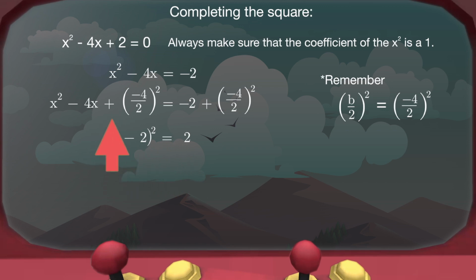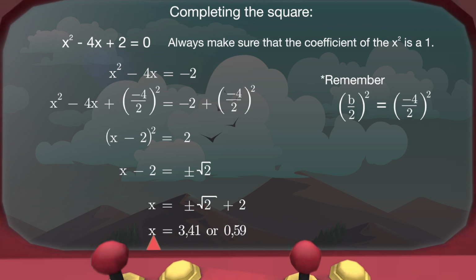Now we simply square root this left side and square root the right side, and we end up with x minus 2 is equal to plus minus the square root of 2. Then we're going to move this constant to the other side, and we have x is equal to plus minus square root 2 plus 2, and that gives us our two x values, which is x is equal to 3,41 or 0,59. And that is it. So let's go and look at another example.